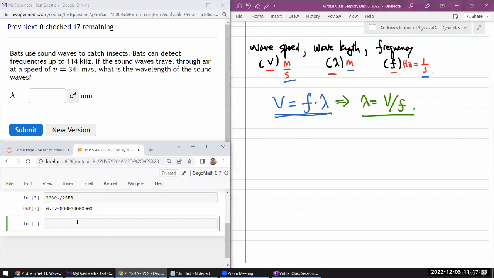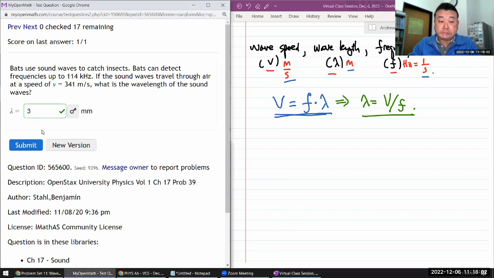My wave speed is 341 meters per second, already in basic SI units, divided by 114 kilohertz, so times 10 to the power of 3 hertz. So I get that answer. That's in meters. Let me multiply that by 10 to the power of 3 to get an answer in millimeters. 2.99. I think it'll accept 3 as the correct answer.